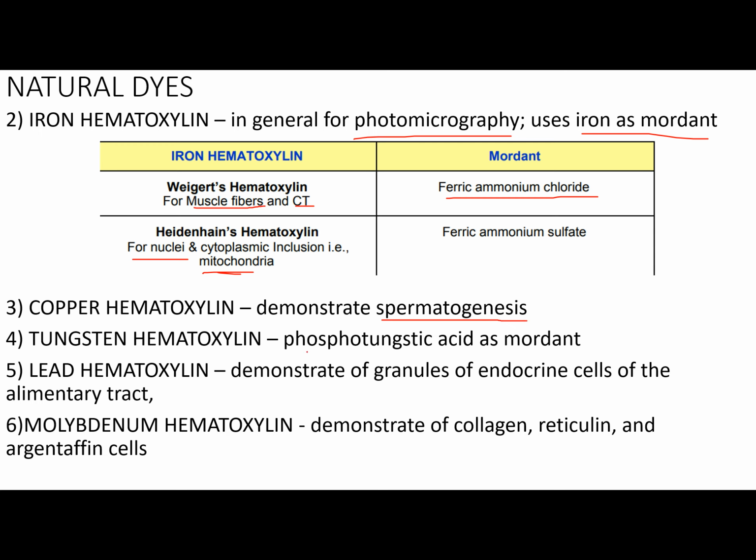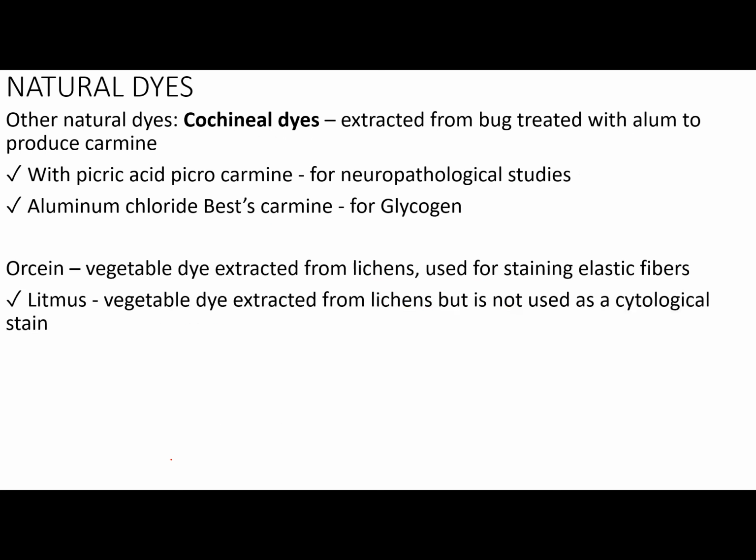Tungsten hematoxylin uses phosphotungstic acid as mordant. Then we have lead hematoxylin, for demonstration of granules of endocrine cells of the alimentary tract. Then we have molybdenum hematoxylin, for demonstration of collagen, reticulin, and argentaffin cells.